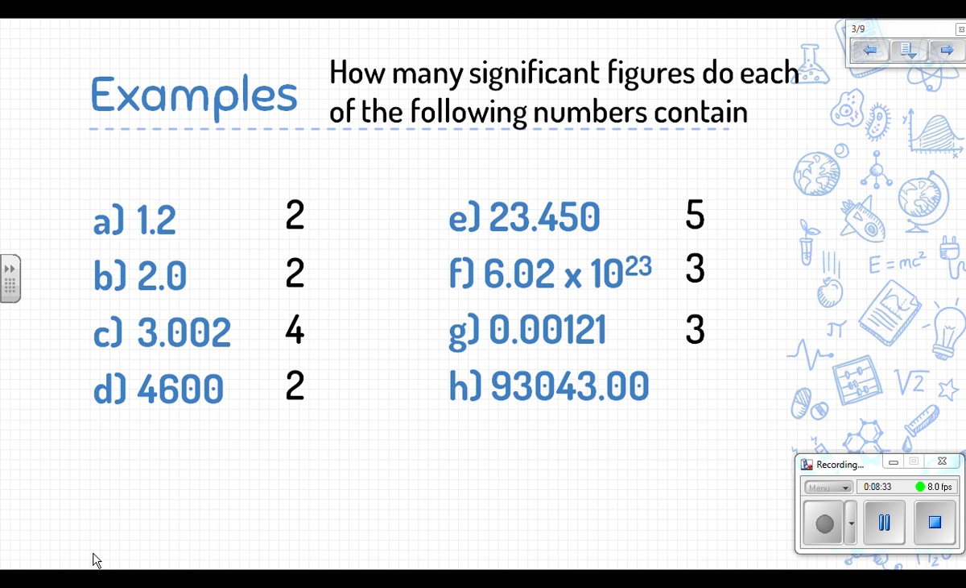For H, 93,043, that 0 after the 3 is sandwiched by the 4, so that counts. And then the last 2 zeros are trailing zeros. There is a decimal in the number, so they count as well. So that would be a total of 7 digits.